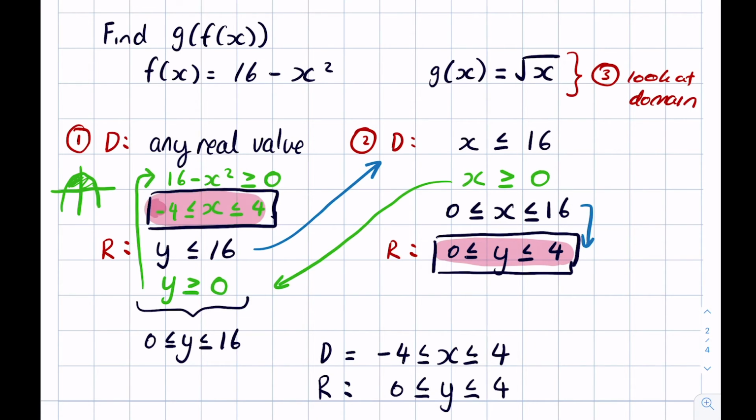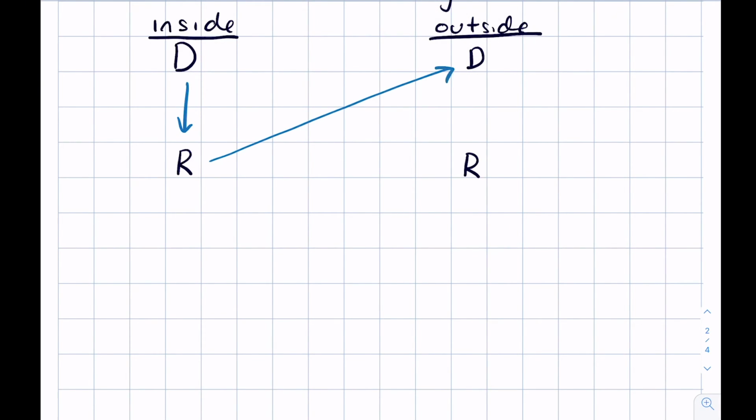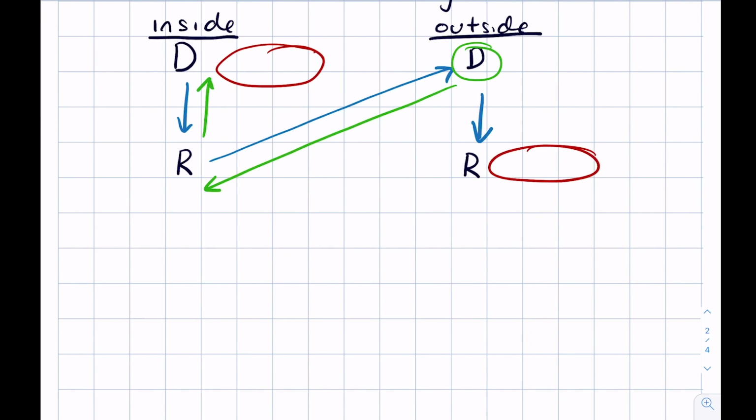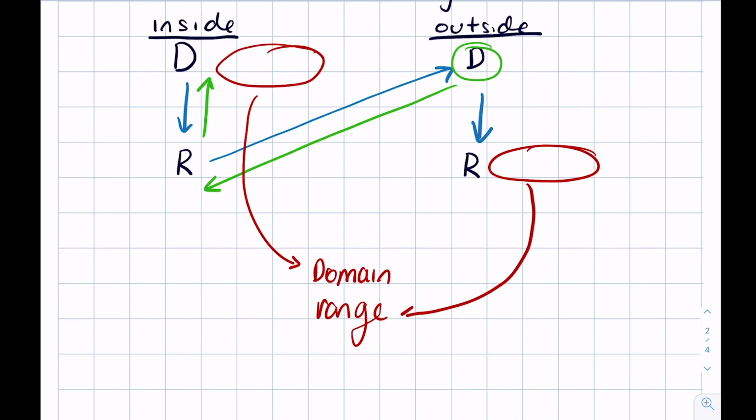So to summarize everything, we need to find the domain and range of the inside and the outside. The first thing we do is find the domain of f(x), find the range, and then we use that to find the domain of what's on the outside, and then bring it back to the range of the inside, bring it back up to the domain of the inside, and then we use what we found about the outside, g(x), to find the range. So the domain of the overall function comes from the domain of what's on the inside, and the range comes from the range of what's on the outside.